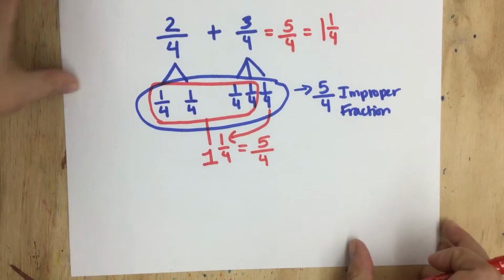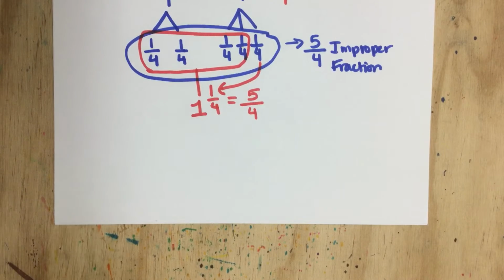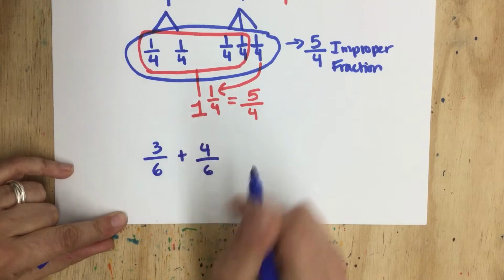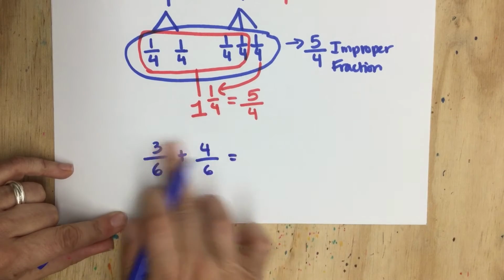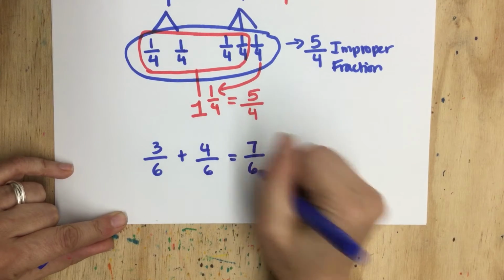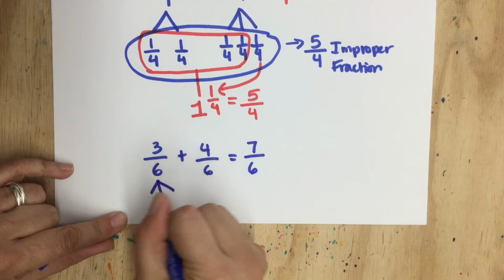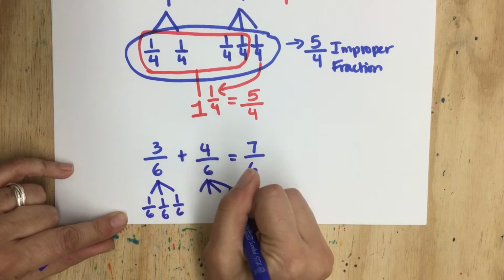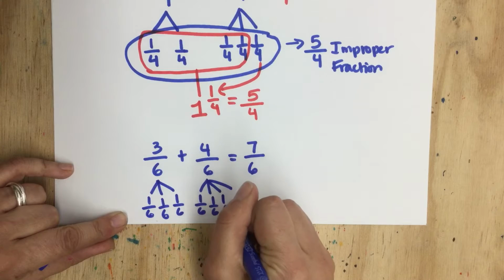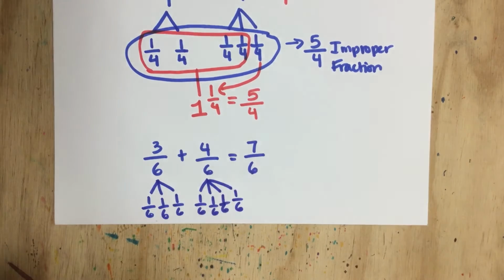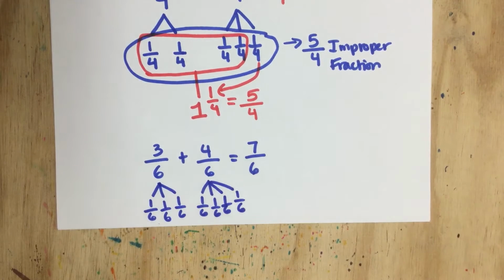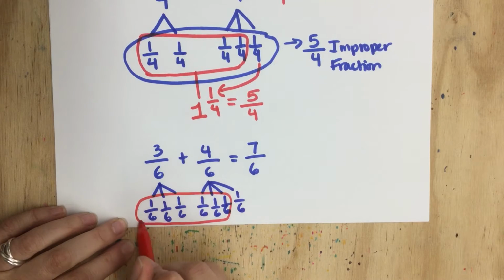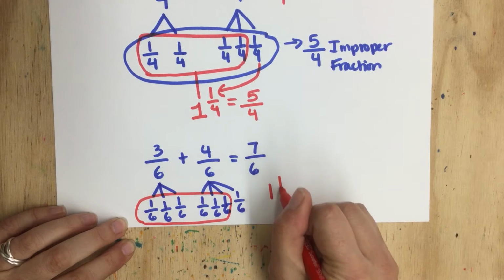I'll do another example. Let's say we have 3/6 plus 4/6. If we add just the numerators, that will be 7/6. We could also decompose them: 1/6, 1/6, 1/6, 1/6, 1/6, 1/6, and 1/6. We see that 7/6 is an improper fraction because the numerator is greater. So 6/6 would be 1. And so we see our answer is 1 and 1/6.